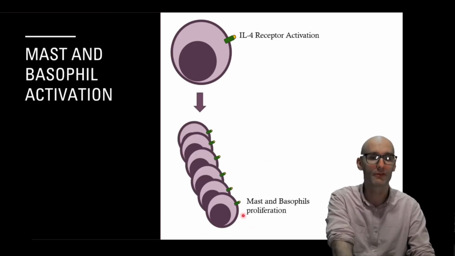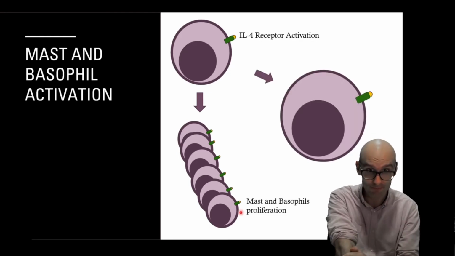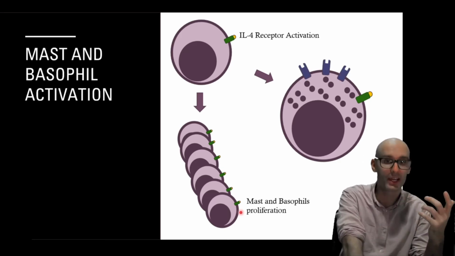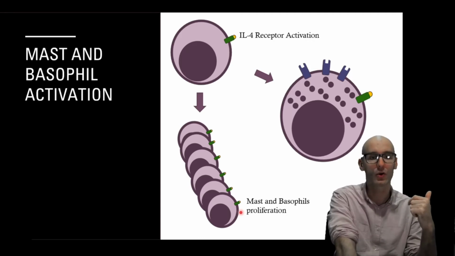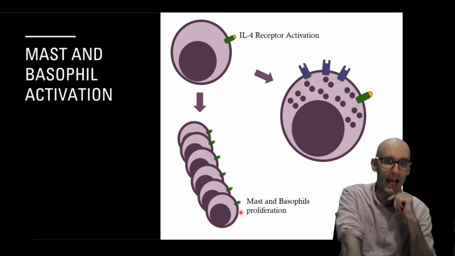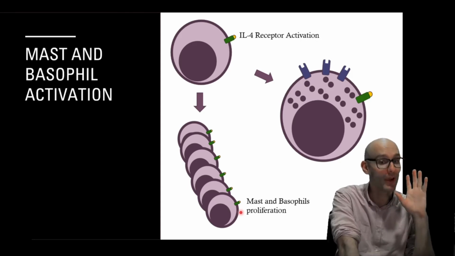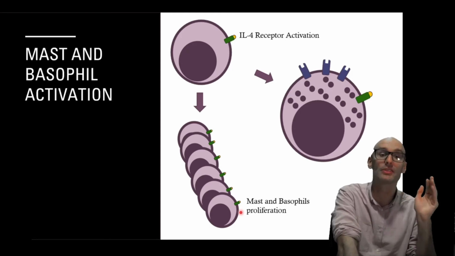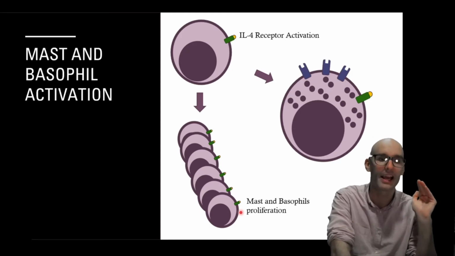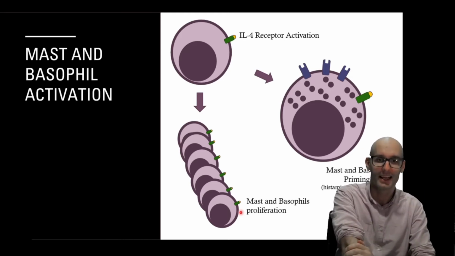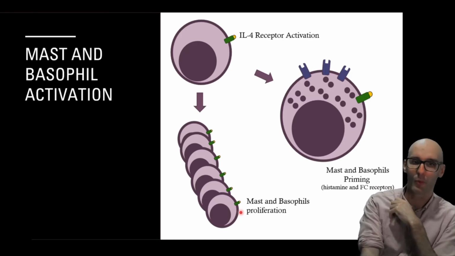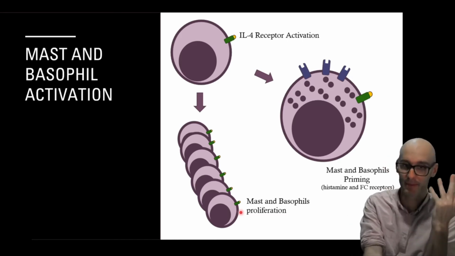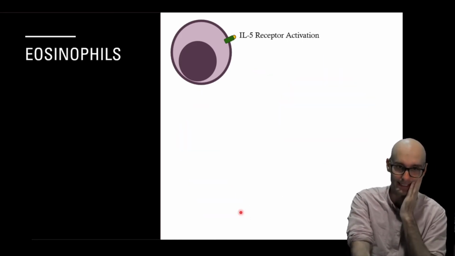The first thing we see is proliferation. We get massive proliferation of these cells. And then we also get hypergranulation. So we actually get production of more granules. And we also get the production of a receptor called an Fc receptor, right? And Fc receptors bind to antibodies that have recognized an antigen. And that's really important. So these Fc receptors will bind to the IgE antibodies that were produced by B cells. So we essentially get proliferation and priming, which includes the increased granularity, increased production of histamine, and increased production of the Fc receptor.